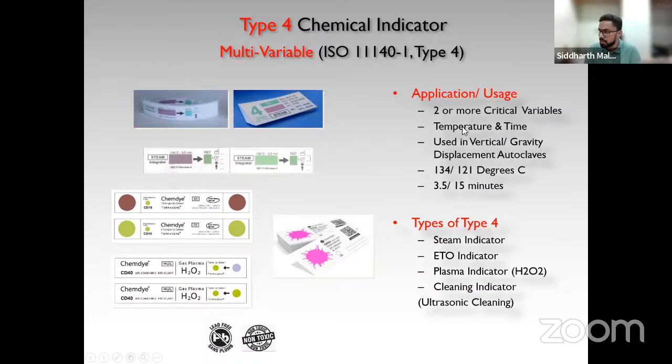Type 4 indicators, since they are dealing with temperature and time only, are relatively reasonable in pricing as compared to other indicators. So most of the places and hospitals, what they have done is, to make the economics work well in a hospital, for a couple of trays, they are using type 4 indicators. For a couple of trays, they are using type 5 and type 6 indicators.